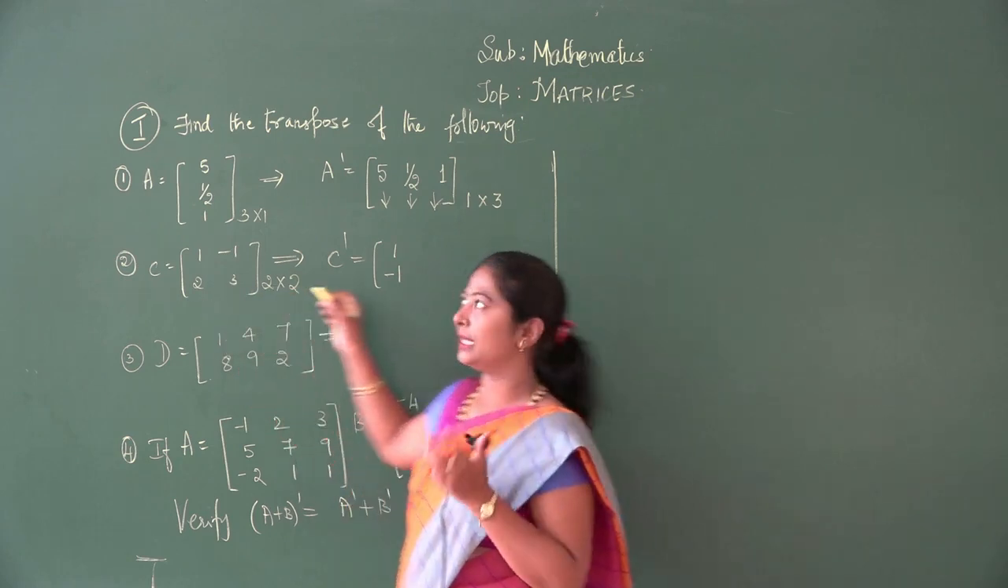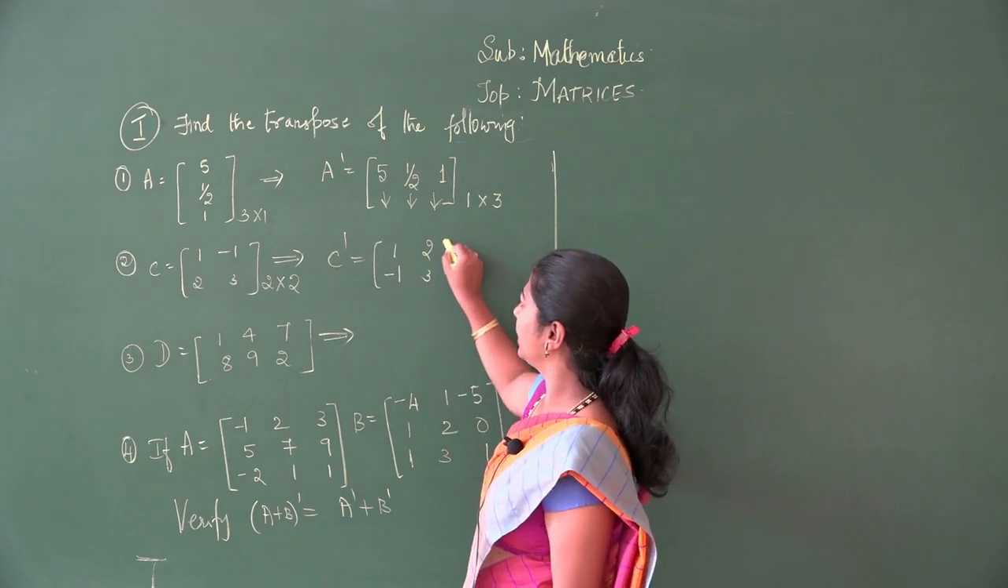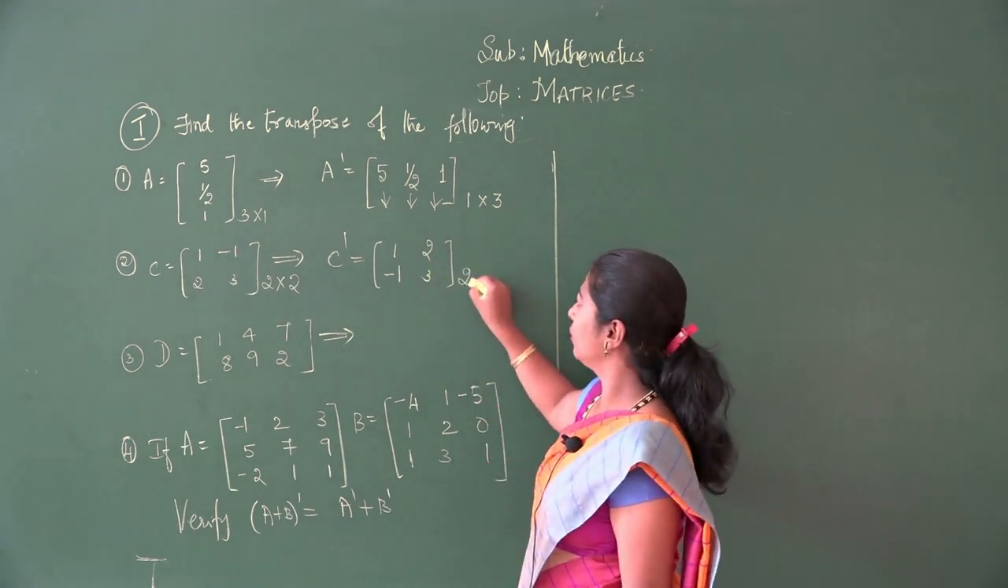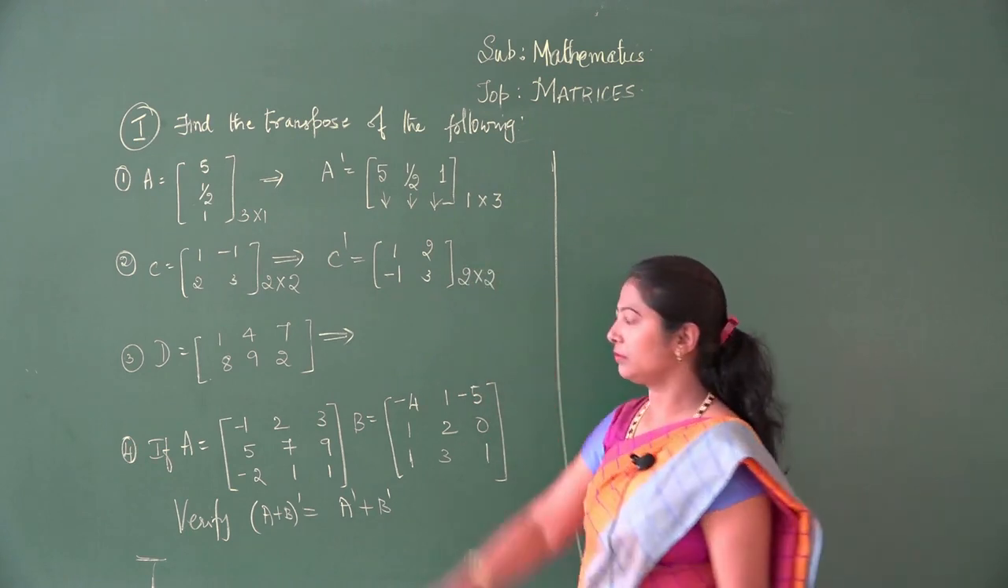Interchanged into columns, it will be 2 and 3. What is the order of the transposed matrix here? It is again 2 cross 2.